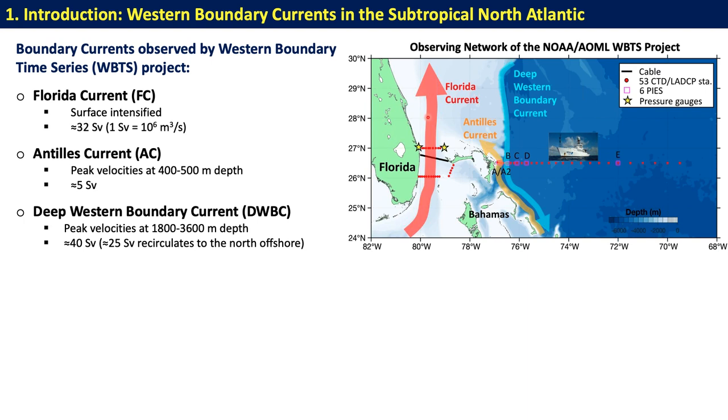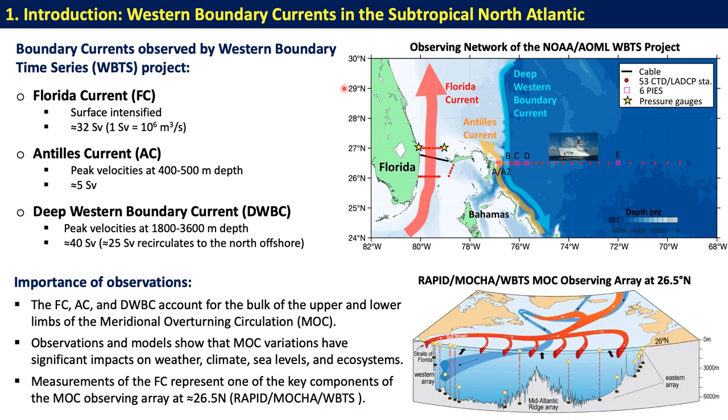These currents are regularly monitored by NOAA AOML scientists within the framework of the NOAA Western Boundary Time Series project. So why is it important to monitor these currents? Firstly, because these three currents account for the bulk of the upper and lower limbs of the meridional overturning circulation, or MOC, and variations of the MOC have been reported to have significant impacts on weather, climate, regional sea levels, and ecosystems. Furthermore, measurements of the Florida Current represent one of the key components of the MOC observing array at about 26.5 north, known as the RAPID-MOCHA-WBTS array.